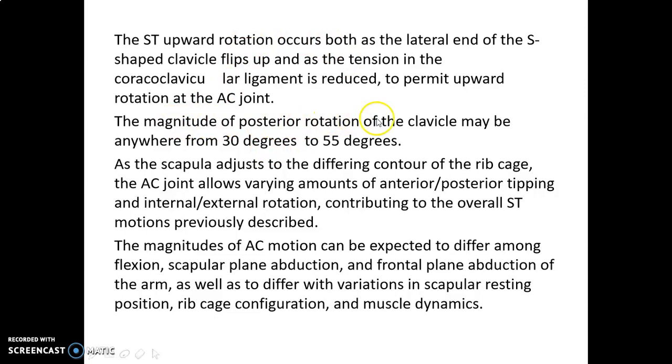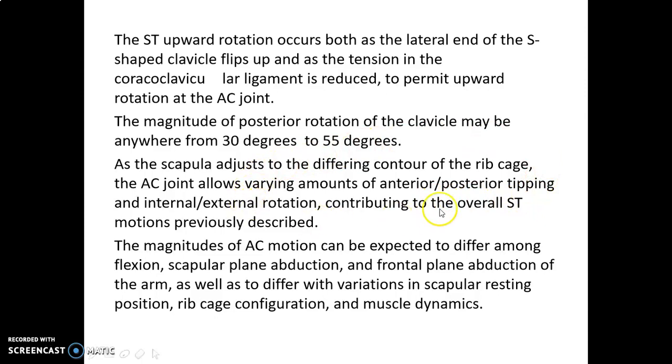The magnitude of posterior rotation of the clavicle is anywhere between 30 degrees and 50 or 55 degrees. As the scapula adjusts to the differing contour of the rib cage, the AC joint allows varying amounts of anterior and posterior tipping and internal and external rotation. In which anatomical joint does the tipping and the internal and external rotation happen? It happens in the acromioclavicular joint.